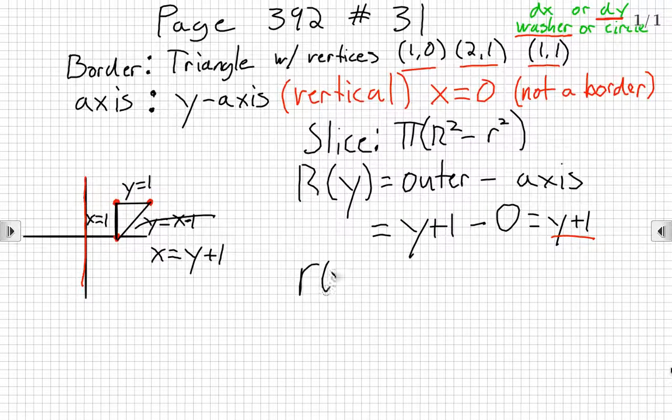Little r of y is always inner minus axis. If we look at where our axis of revolution is, the inner, or the closest function, is this vertical line defined to be x equals 1.